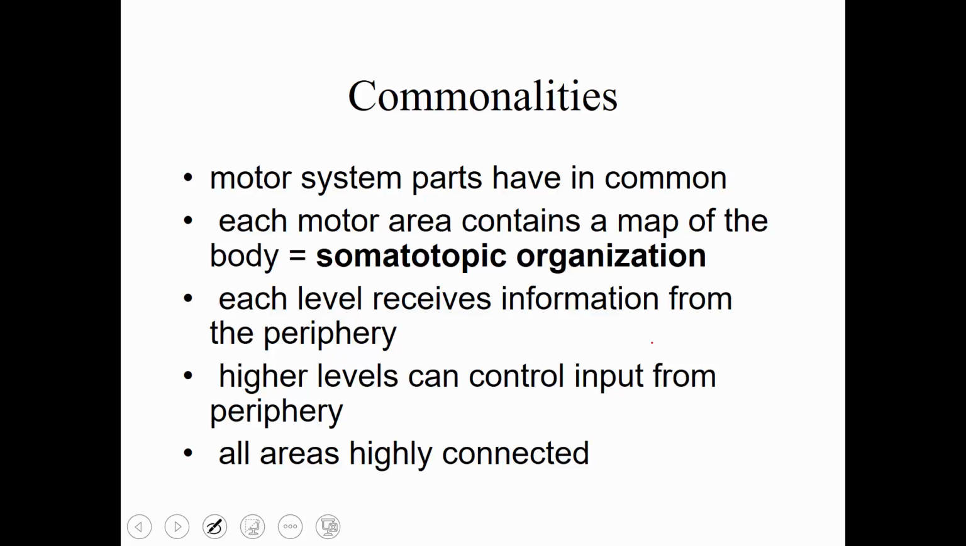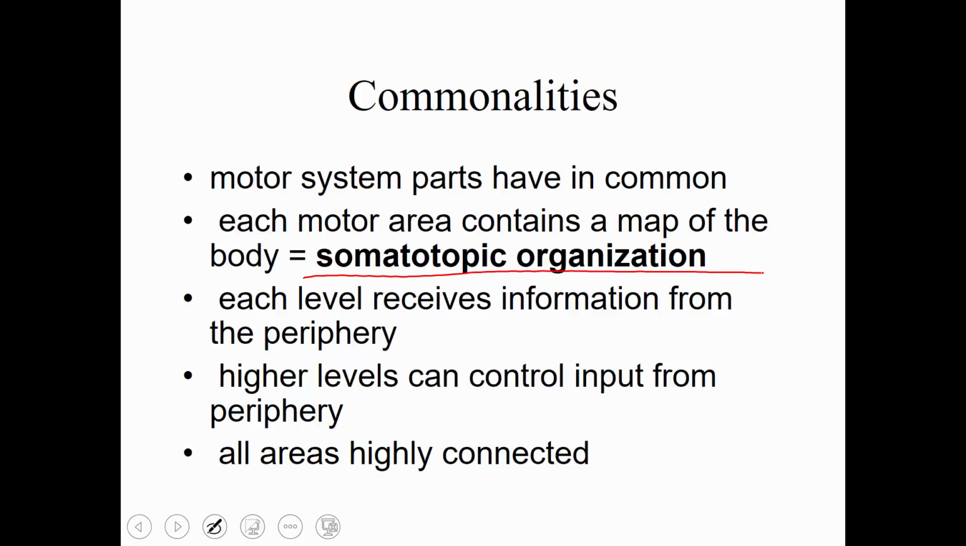So we have an upper motor center, a middle center, a lower center. What do they have in common? All of them have a map. That's called somatotopic organization, meaning there's a map of your body.